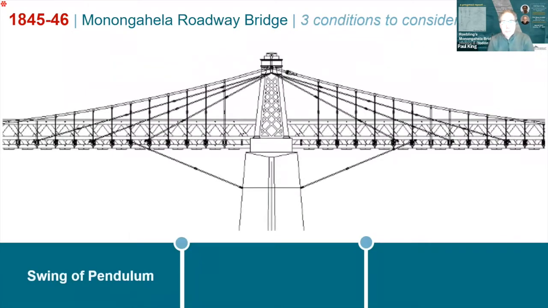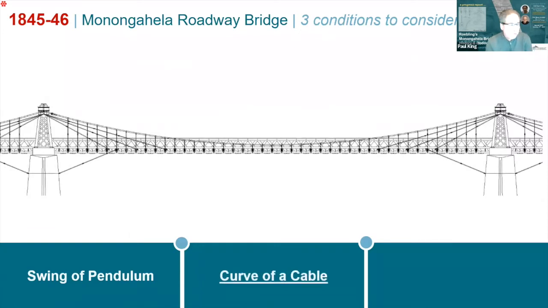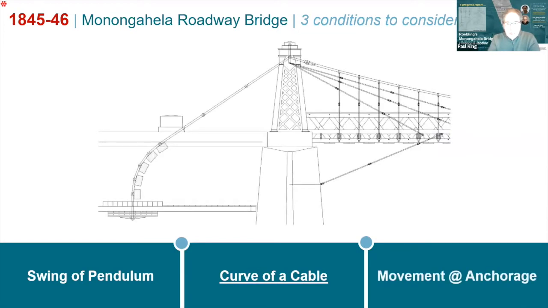So there are three conditions that we're going to consider today. One is the swing of a pendulum that happens at a tower. Another is the curve of a cable, which is going to be the one particular condition that Marty's going to examine in detail as far as the physics goes. And then the third is what happens at the anchorage, because we recognize that since the anchorage is pinned on the left-hand side with rigid long iron bars as opposed to a suspension cable, we know that that pendulum is going to behave in a different fashion than one at a particular tower.